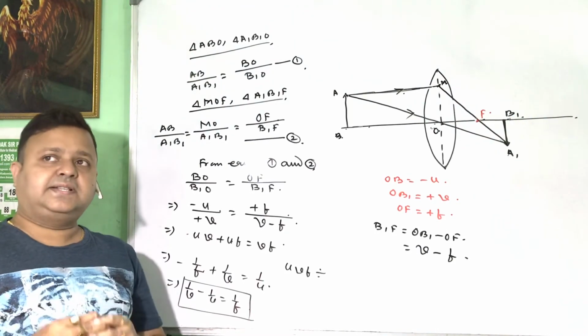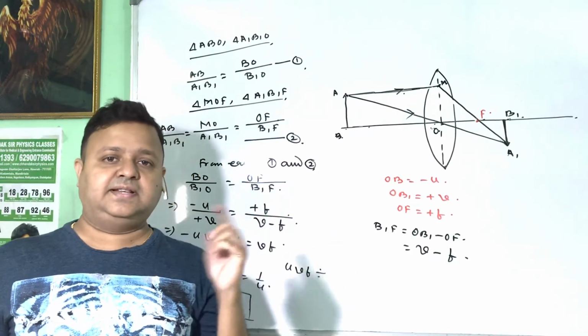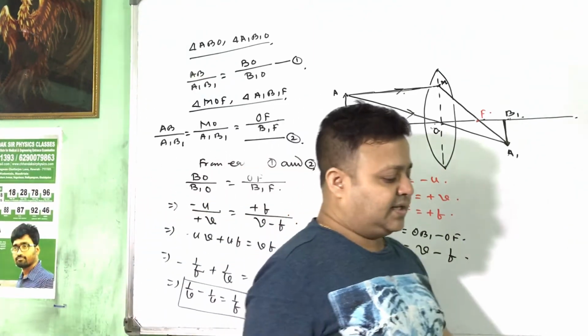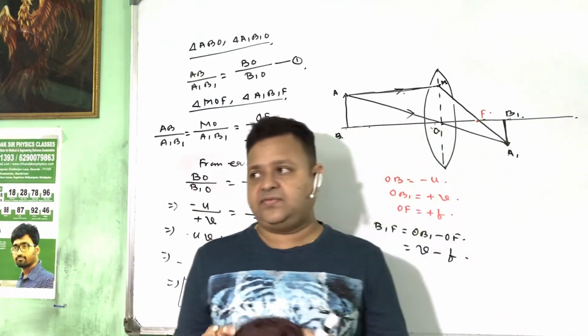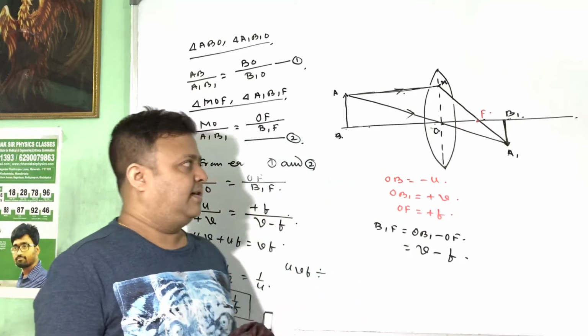Relation between object distance, image distance and focal length of a thin concave lens. This is convex, concave lens. Semi আসবে কিন্তু অনেক সময় মেনশন করে দেয়। Relation between object distance, image distance and focal length of a thin concave lens.